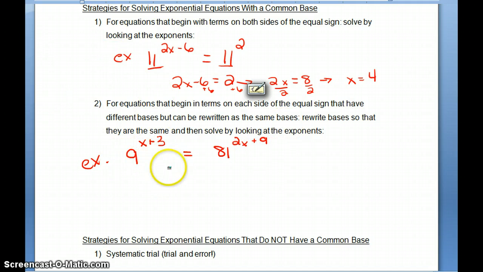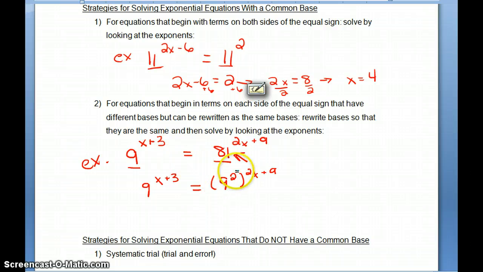So we want to have these in the same base. We have 9 and 81, so if you notice, 81 is 9 squared. So we'll rewrite 9 to the power of x plus 3. And we're going to rewrite 81 as 9 squared. That'll be in brackets there. And now we'll have the exponent on the outside of 2x plus 9 there. Okay, so we just rewrote 81 as 9 squared.